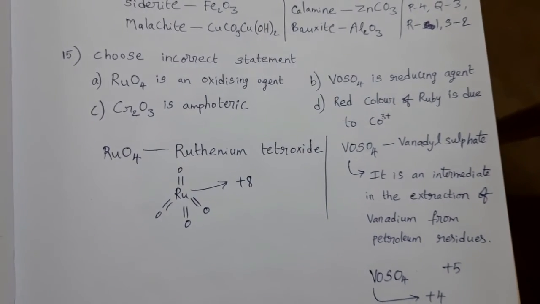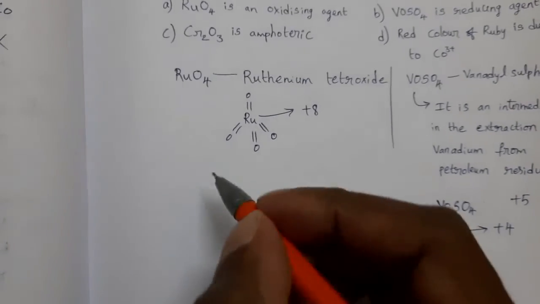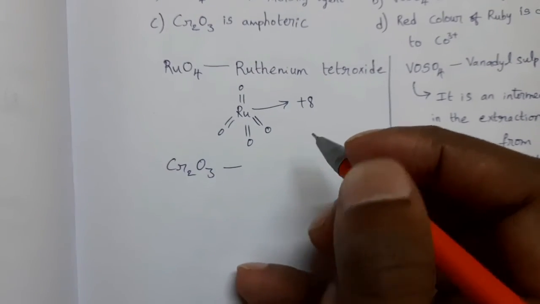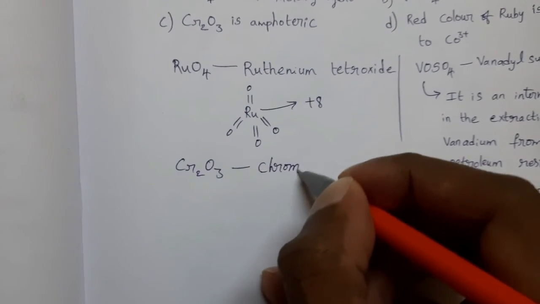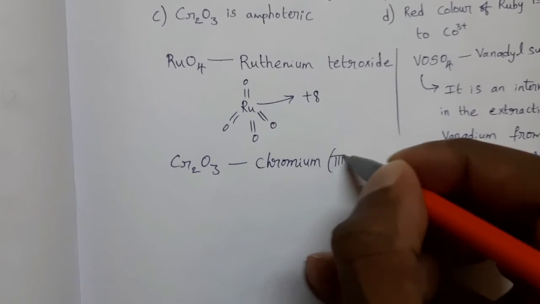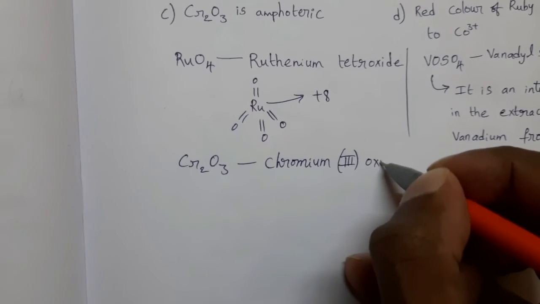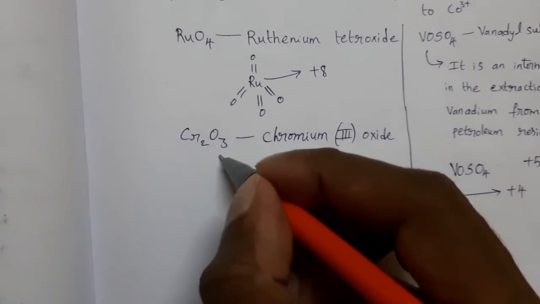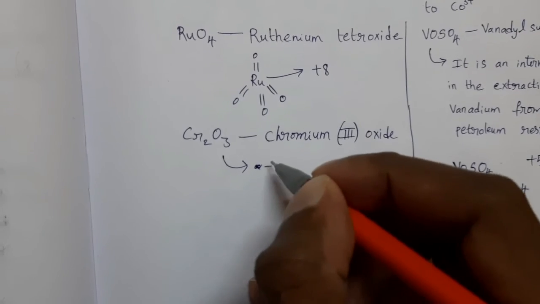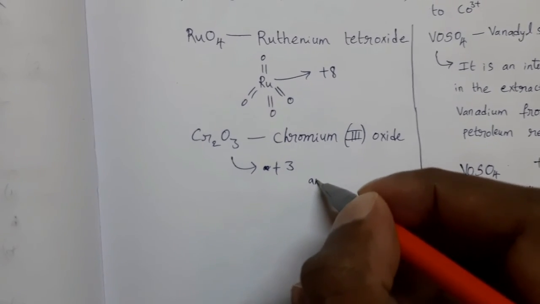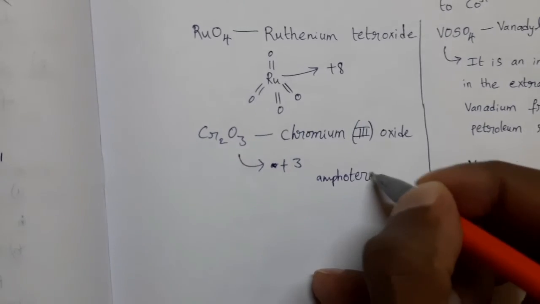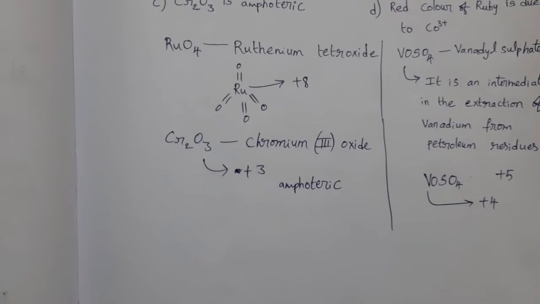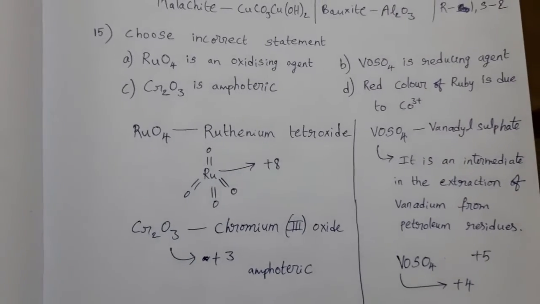Next, option C, Cr2O3. What is the name? Chromium 3 oxide. In this compound, chromium exhibits +3 oxidation state. It is amphoteric in nature. What is amphoteric? It can react with both acids and bases. That is called amphoteric in nature. So option C is also correct.